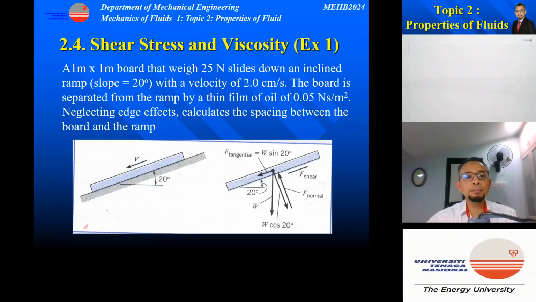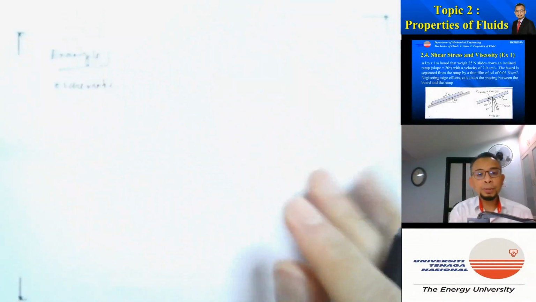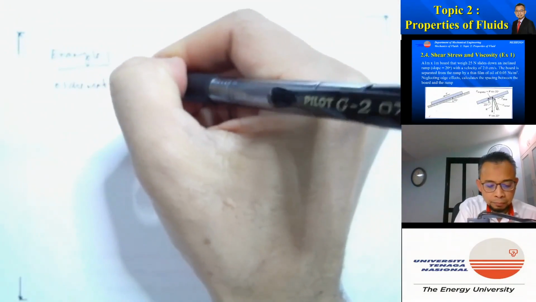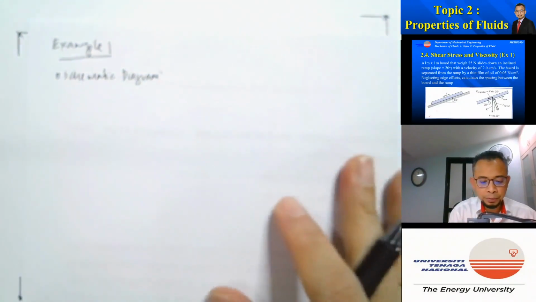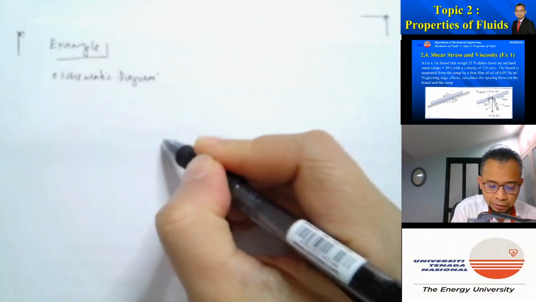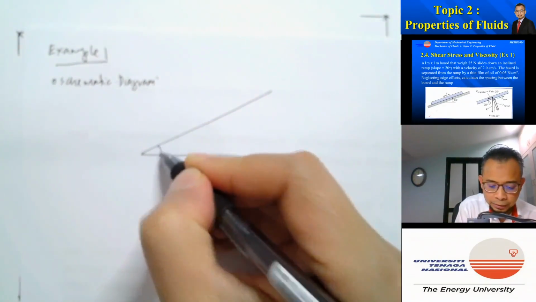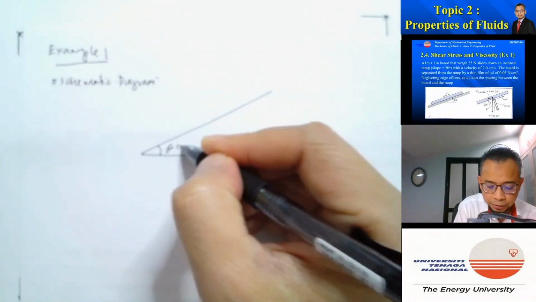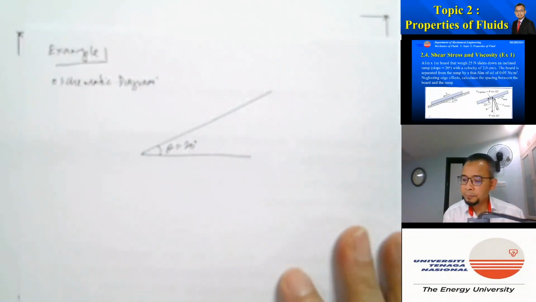the spacing between the board and the ramp. I always start with drawing a schematic diagram where I'm going to put all the information given. So basically we have a ramp. The ramp is at the angle theta, which is equal to 20 degrees, right?